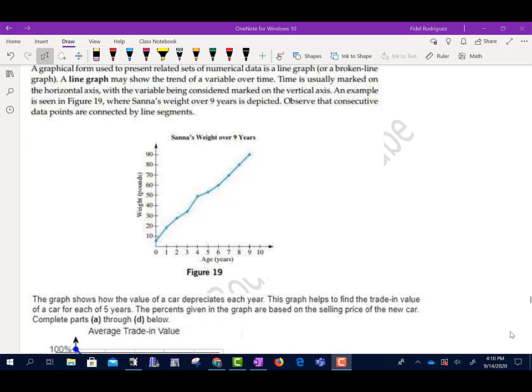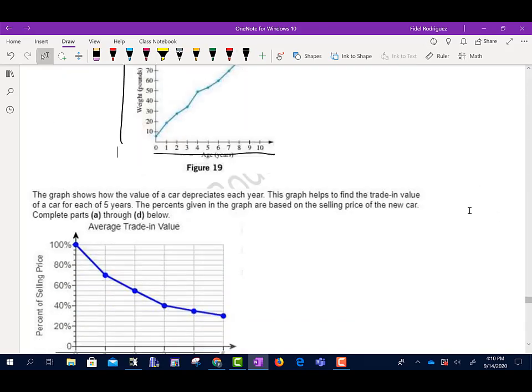So here's her weight, right? We're talking about her age in years. From 0, it looks like we're going up to 10 years, and her weight in pounds. And this is just a normal type of graph, right? This is something that can be expected.